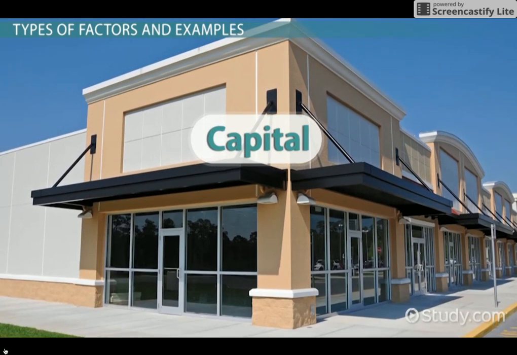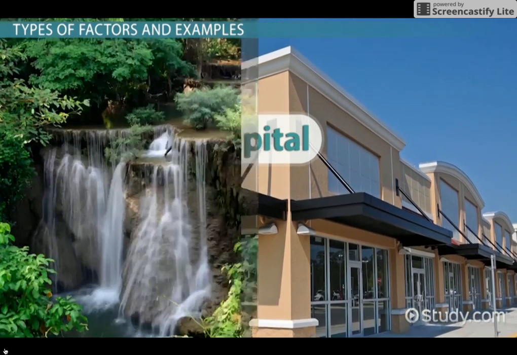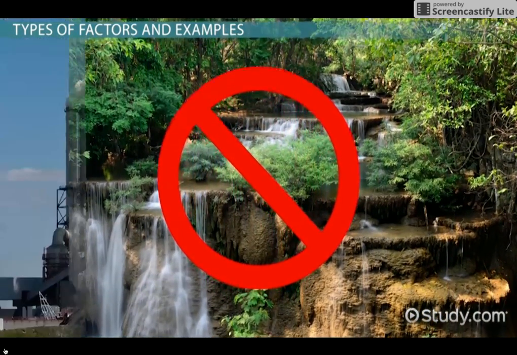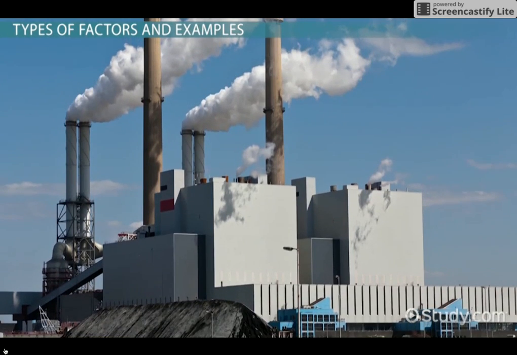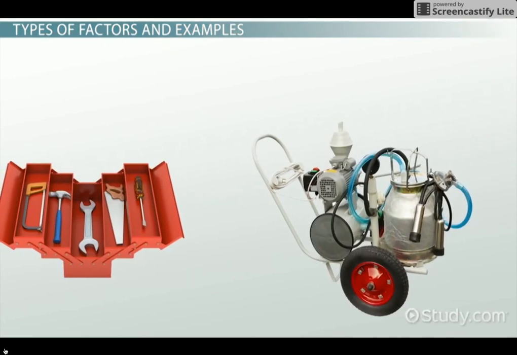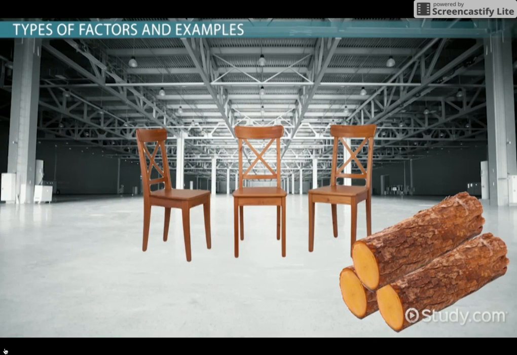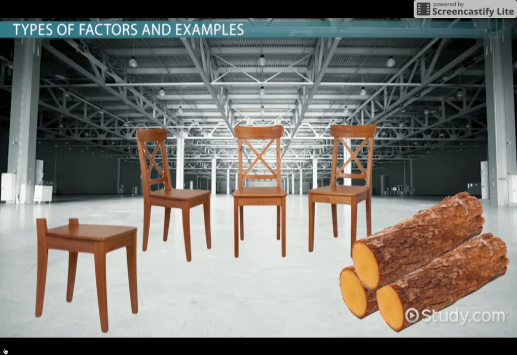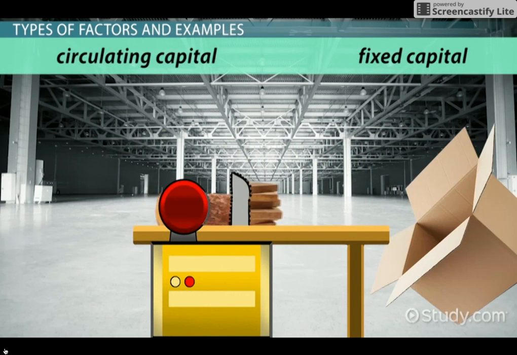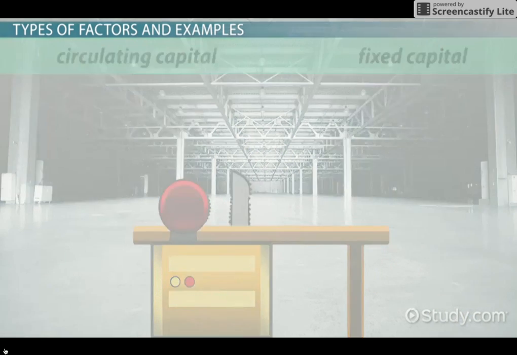Capital is anything created by humans for the purpose of producing goods or providing services. Natural resources are not capital because they are not made by humans. You can divide capital into fixed capital, such as factories, offices, furniture, computers, machinery, tools and equipment, and circulating capital, such as raw materials, inventory, and partially finished goods. Fixed capital stays with you, while circulating capital is either used up or sent out of the company as finished products, for example.